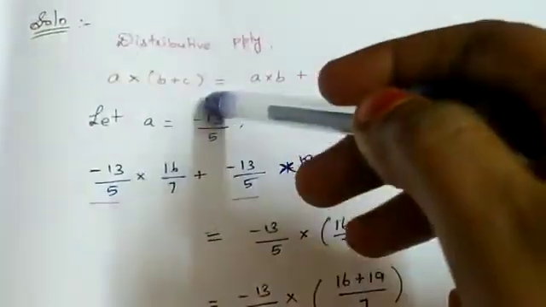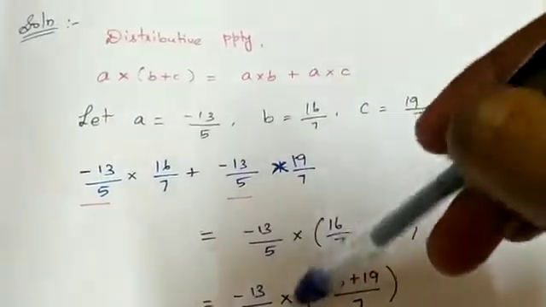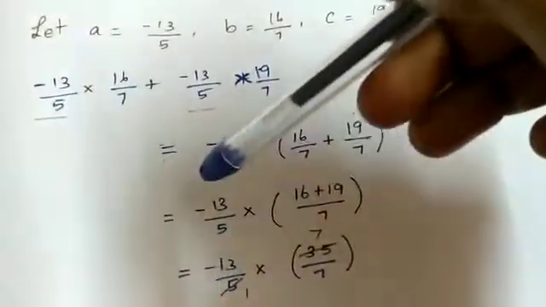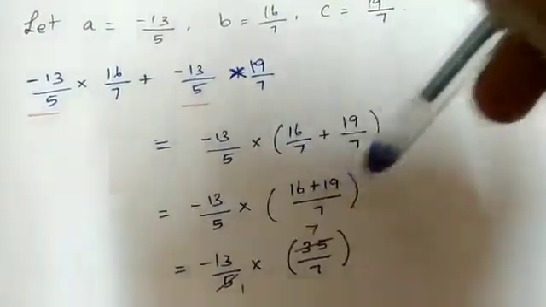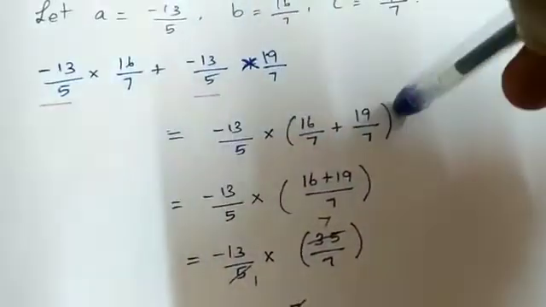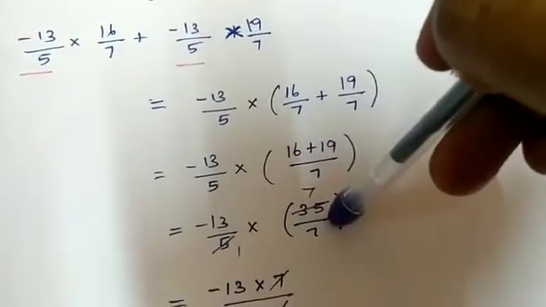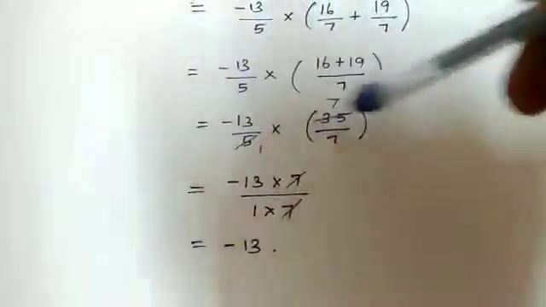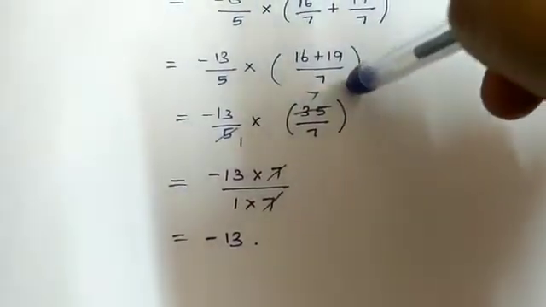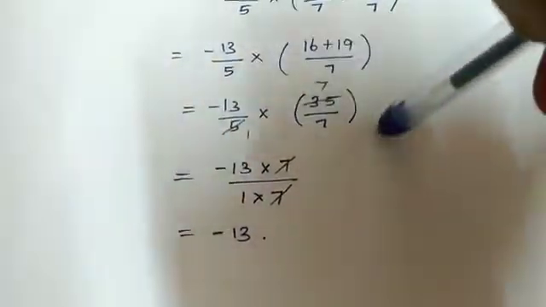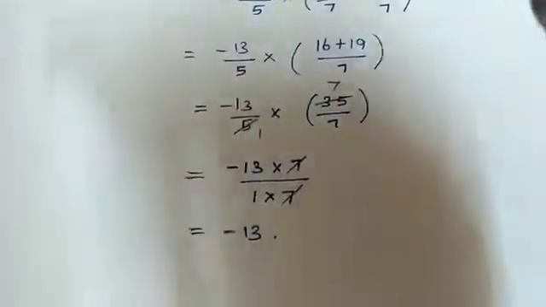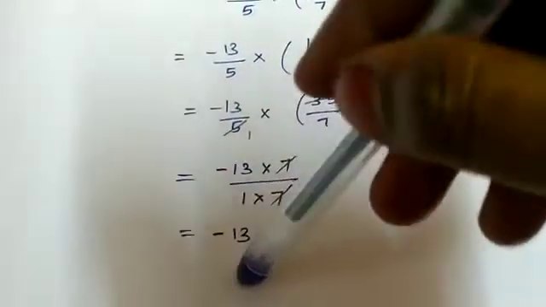Okay, first take A into (B plus C). A is minus 13 by 5 multiplied with (16 by 7 plus 19 by 7), which is equal to minus 13 by 5 multiplied with both having the denominator 7. So no need to change the denominator. You add the numerators, 16 plus 19, which gives 35 by 7. Now in the multiplication of these two numbers, the common number is 5: in the 5 table, 5 one time is 5, 5 seven times is 35. So minus 13 into 7 by 1 into 7. Both have 7 common, so cancel the 7 and 7 in numerator and denominator. The remaining is minus 13 by 1, so the answer is minus 13.